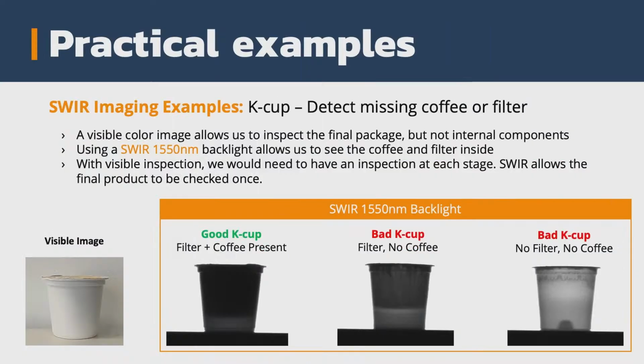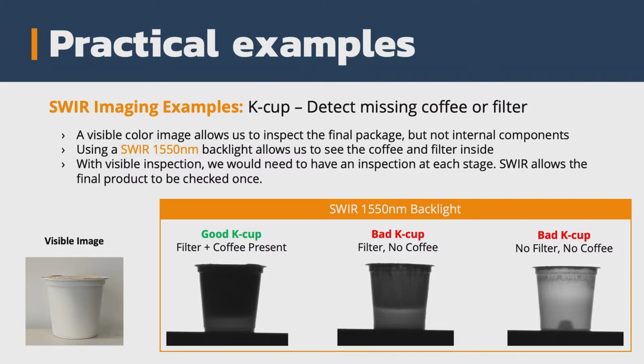So let's move to the next example and carry this kind of presence-absence detection forward, but let's look back again at a food product. In this case, we have a K-cup, which most of us are familiar. If we look at the visible image, we can see the foil on top, and we can check that it's not breached and so forth. But we can only see the white physical plastic of the sidewall. We can't really tell what's going on inside.